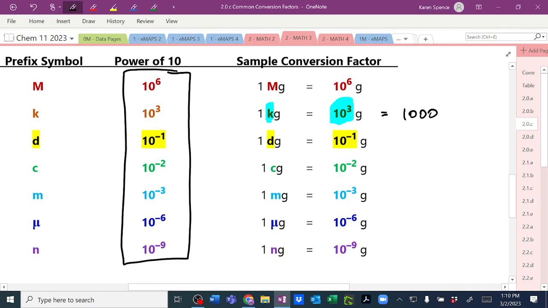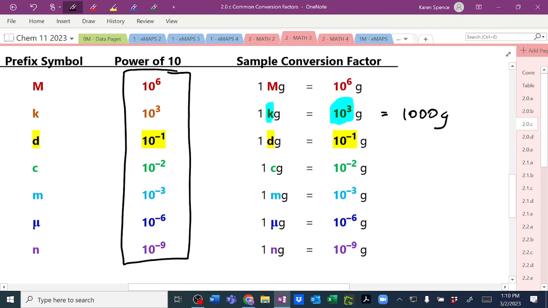1,000 grams. Okay, so if you just know that a kilogram is 1,000 grams, you can use that conversion, or you can use the conversion that 1 kilogram is equal to 10 to the 3 grams. Okay?